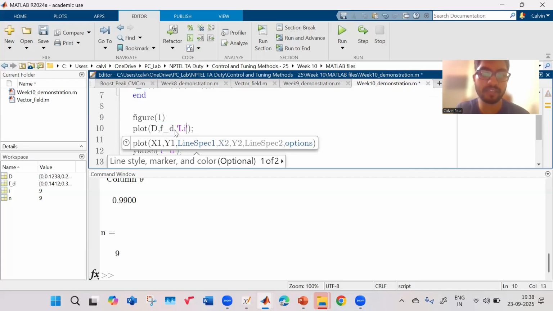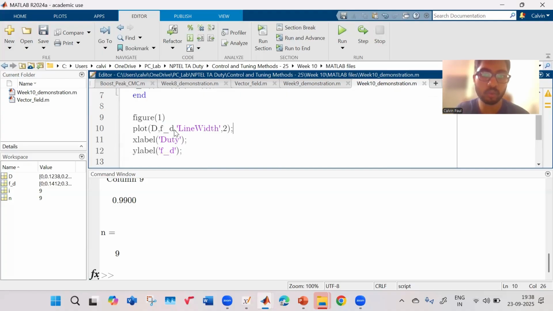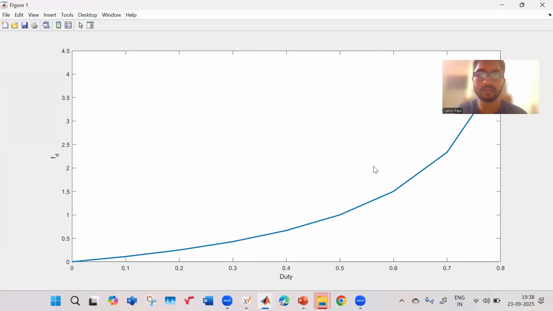This we can even add a line with line of 2. Okay, let us run it again. It is thicker. This is your duty and this is your function of D. Okay, so it is always increasing.